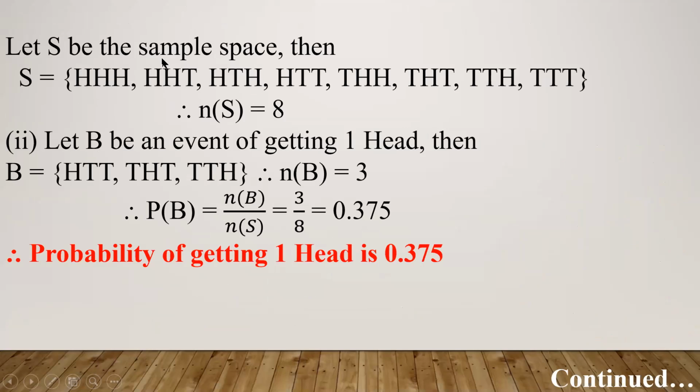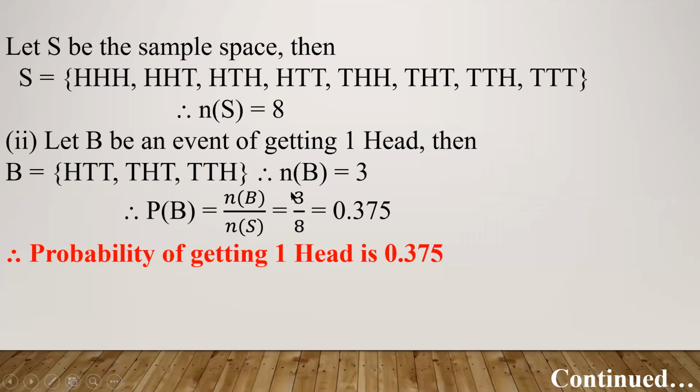The sample space remains the same, right? Let B be an event of getting one head. Then write down what results will come in B. We need one head, so this won't come, this won't come because it has 2 heads, this also won't, here also there are 2. We want only one head, so this will come, HTT. This will not come, this will come, THT. First coin showing tail, second coin showing head, third coin again showing tail, so THT will come. This will also come. So how many? 3. So the number of points in the event B is 3.